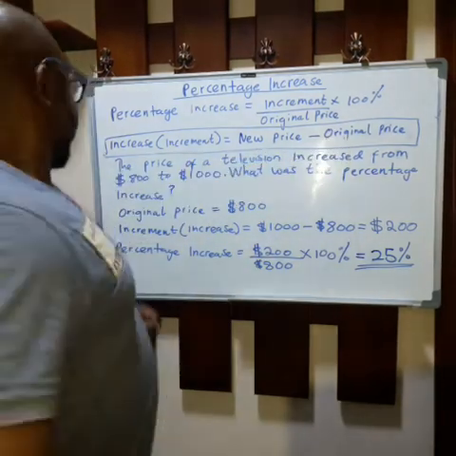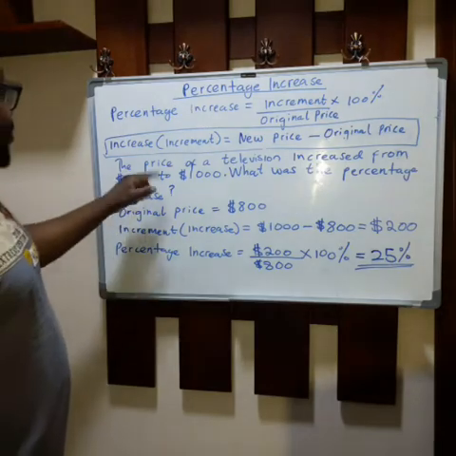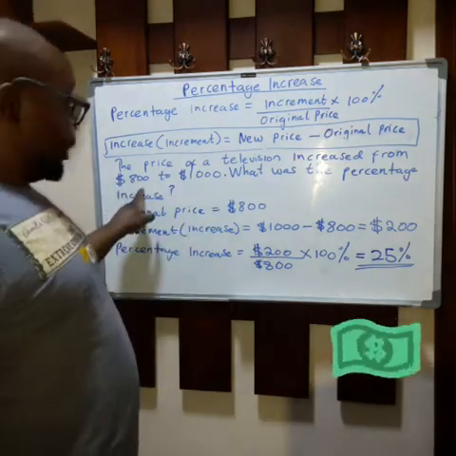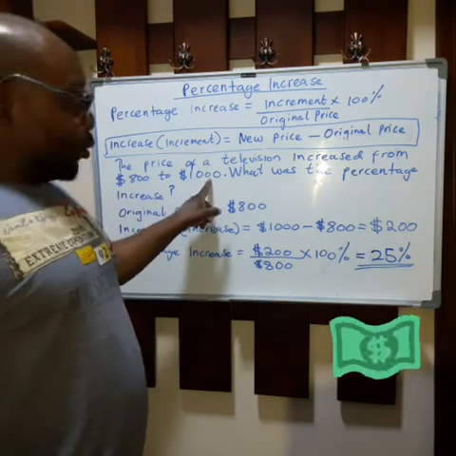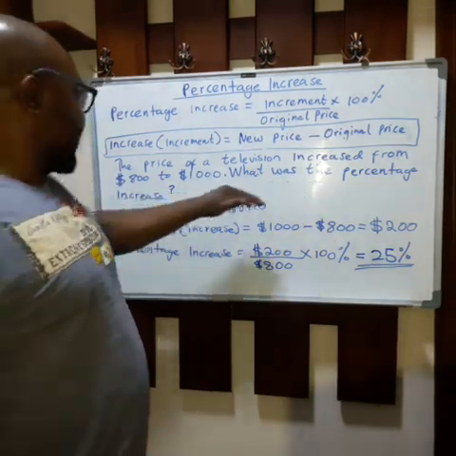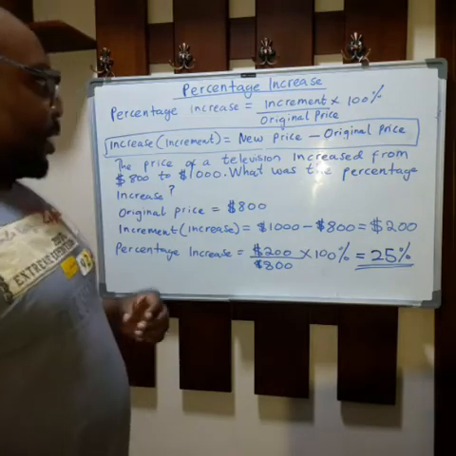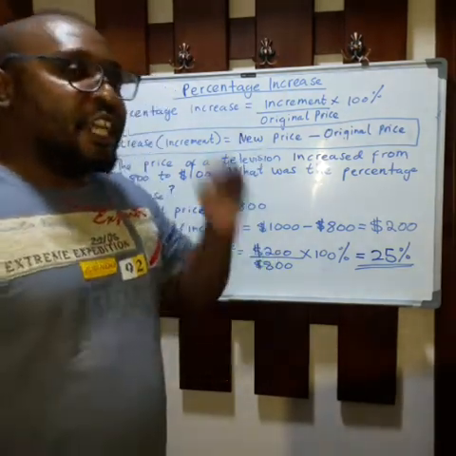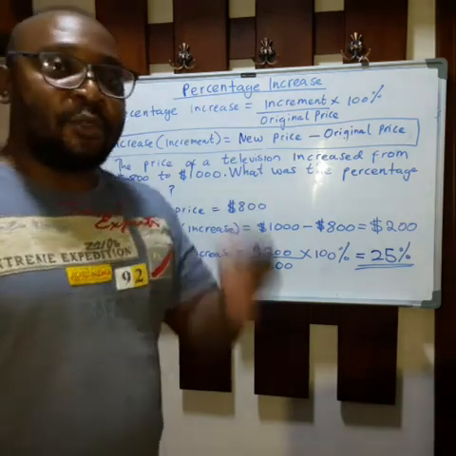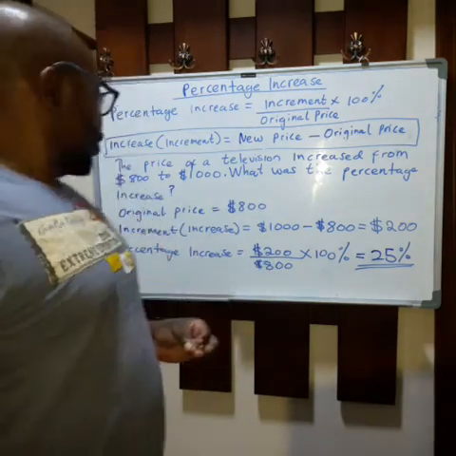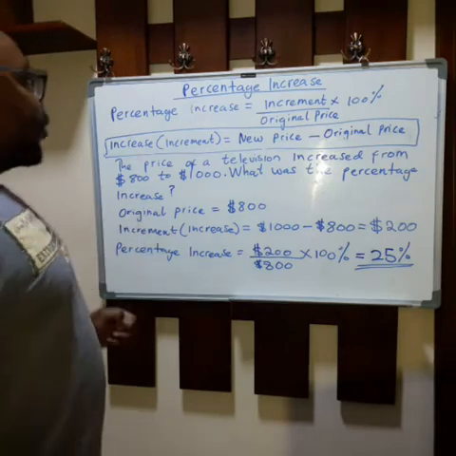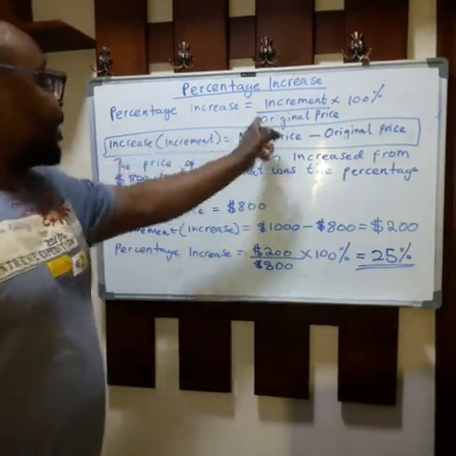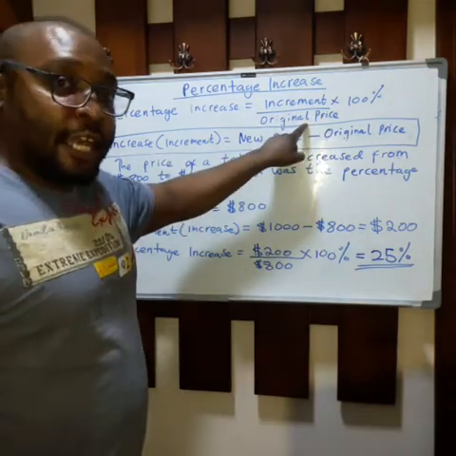Okay? I have an example here. The price of a television increased from $800 to $1,000. What was the percentage increase? We want to know by how much, in terms of percentage, the television increased. So we need to know the original price. The original price is $800. So in place of original price, we put $800.